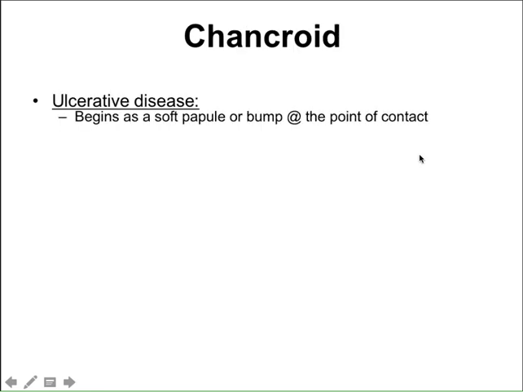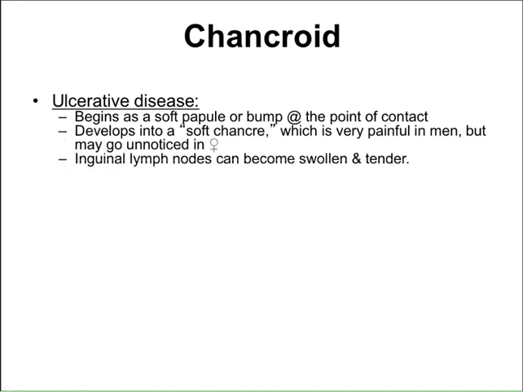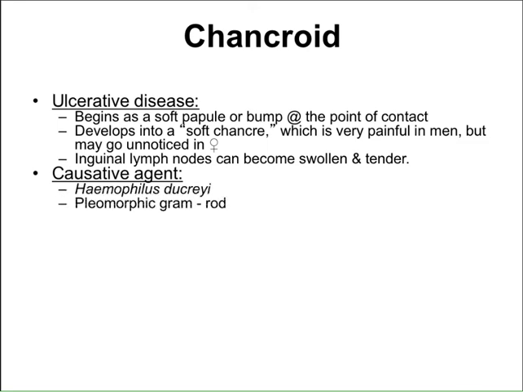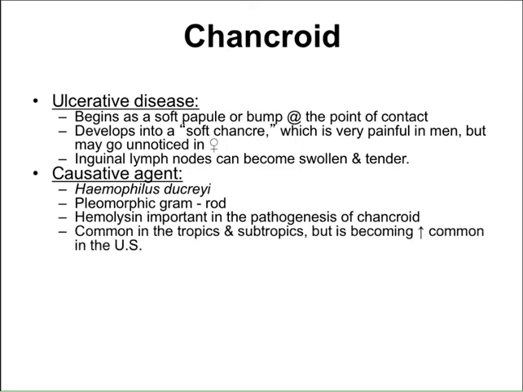Okay, chancroid is an ulcerative disease that begins as a papule at the point of contact. It can develop into a chancre, which is painful in men, but in women may go unnoticed. Inguinal lymph nodes become swollen and tender. Remember, those were the ones down near the groin. The causative agent is Haemophilus ducreyi. It's a pleomorphic gram-negative rod. Hemolysin is important in the pathogenesis of chancroid. Remember that that's the compound that ruptures red blood cells.